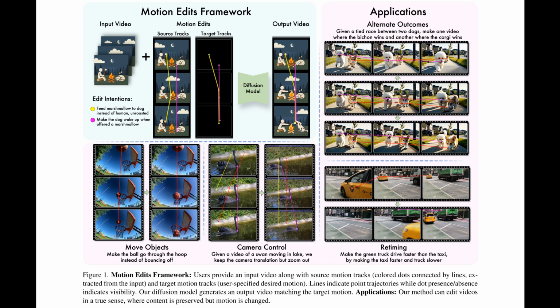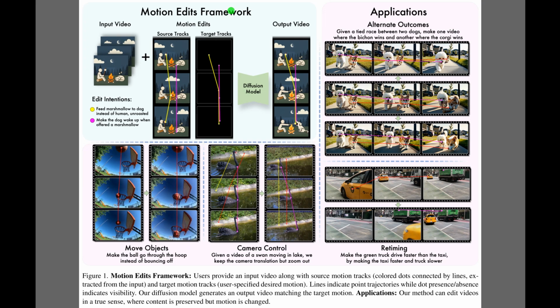So after that high-level setup, Figure 1 lays out how motion edits actually work and what kinds of edits they enable. The top left pipeline panel shows an input video plus source tracks and user-drawn target tracks being fed into a diffusion model to produce an output video that follows the new motion. The top right application panel illustrates alternate outcomes, where the same dogs race but different winners are created by tweaking their trajectories. Along the bottom, 3 panels show moving objects, changing the camera path around a swan, and retiming a car and truck so that their speeds swap while the city scene stays consistent.